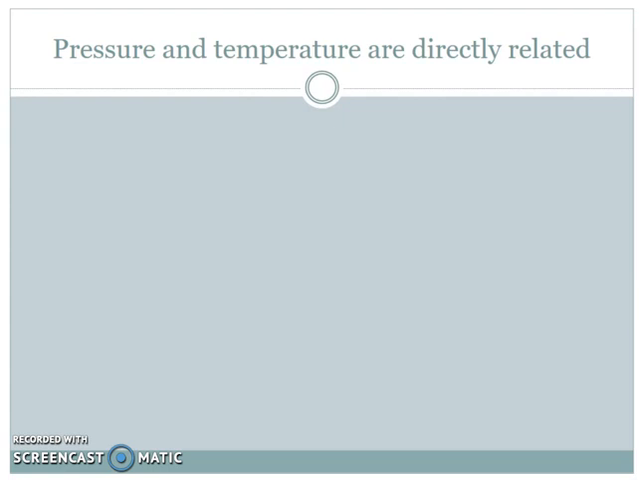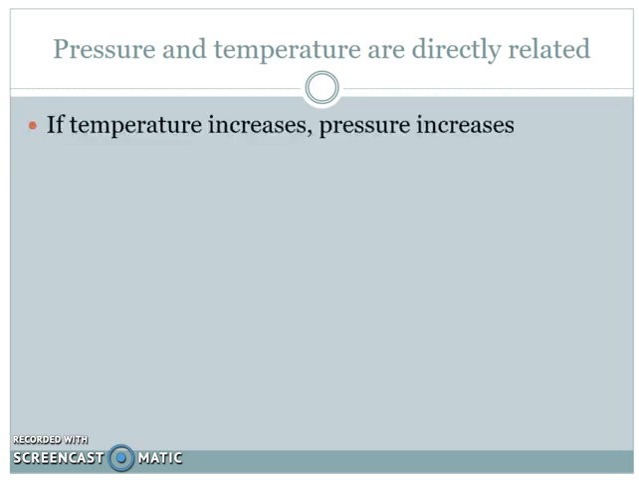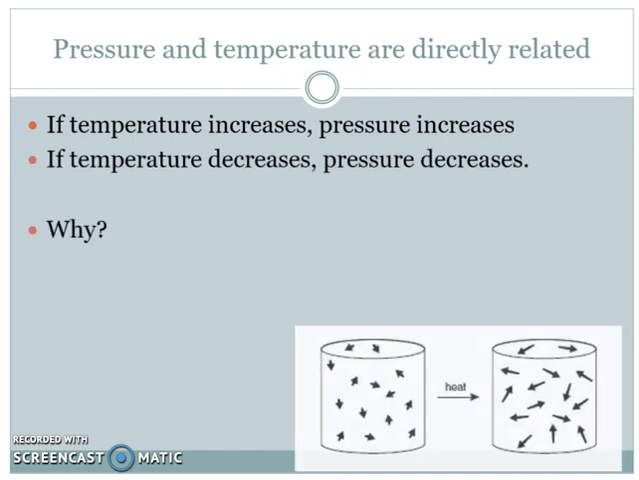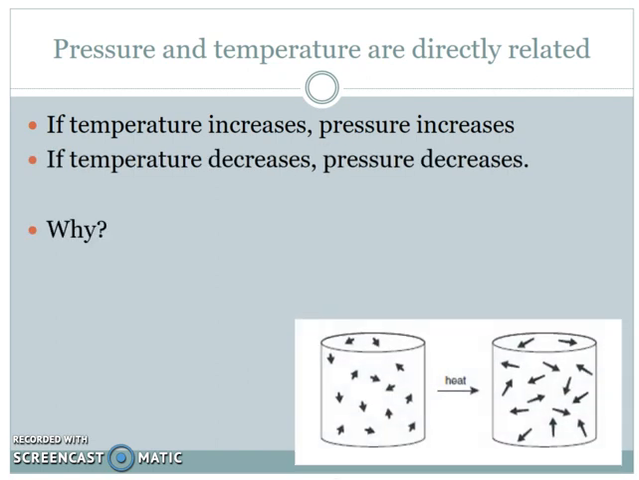So you should be able to quickly look ahead and write down on the sheet there, if temperature increases, what happens to the pressure? You should have written down that pressure increases as well. So if they're directly related, just like our temperature and volume, if the temperature decreases, then pressure is going to decrease. So why would that be?